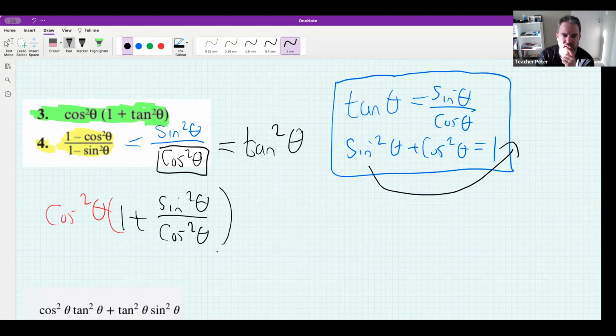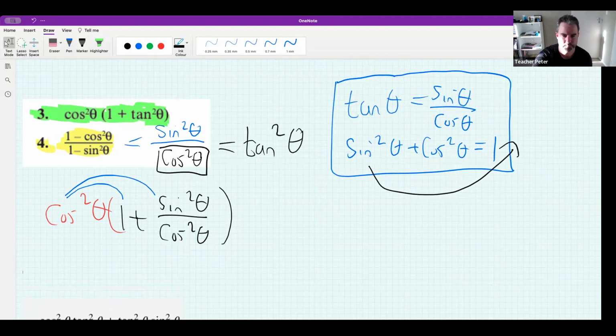And what do you do after that? I had a question. I wanted to ask if I could distribute the cos squared theta inside the bracket. You know what? Yes, that's exactly what I would do. I would distribute it to there, and then I would distribute it to there. I'm going to give you a bit more time to work on this, but that's exactly what I would do. Okay, thank you, sir.